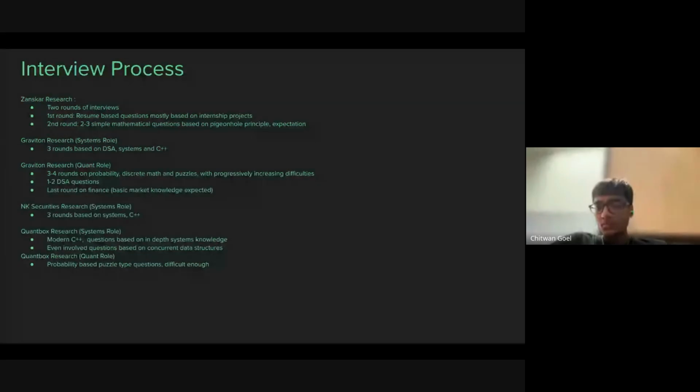Yes, CS610. I was saying QuantBox asked questions based on concurrent data structures. In some of the rounds, concurrent data structures is covered in CS610, but you can either go through the slides of that or some online resources. There are pretty much resources available for concurrent data structures. I have not seen any other company asking concurrent data structure based questions. Only QuantBox asks these type of questions.